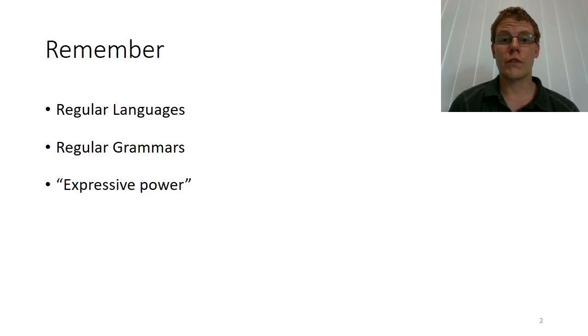So what I want you to remember from before is what the regular languages are, what the regular grammars are, particularly the formal definition, and the concept of expressive power. What I mean by that is when we say that the regular grammars are capable of expressing or generating all of the regular languages, then we're talking about the expressive power of the model of regular grammars. And the same for finite state machines, etc. So just keep that concept in mind.